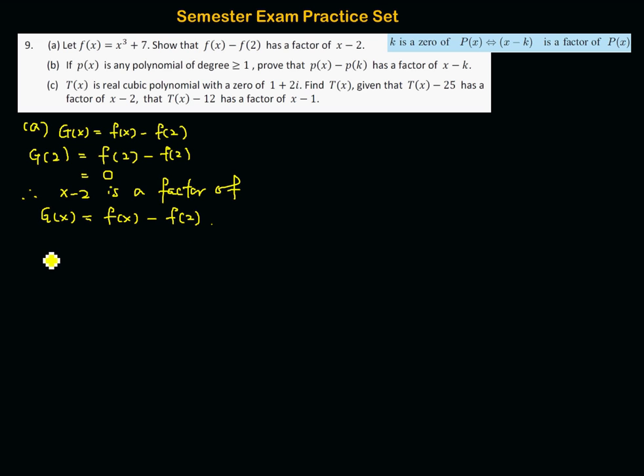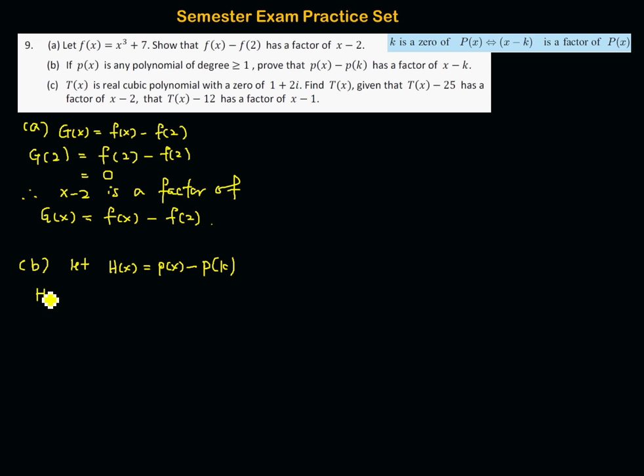So we've done that. Looking into the second part, we're going to repeat the approach we used in part A, and by doing this we let h(x) be p(x) minus p(k). Of course, here the assumption is that the polynomial p is of degree 1 or more, and that means we are trying to say that p(x) is not a constant, right?